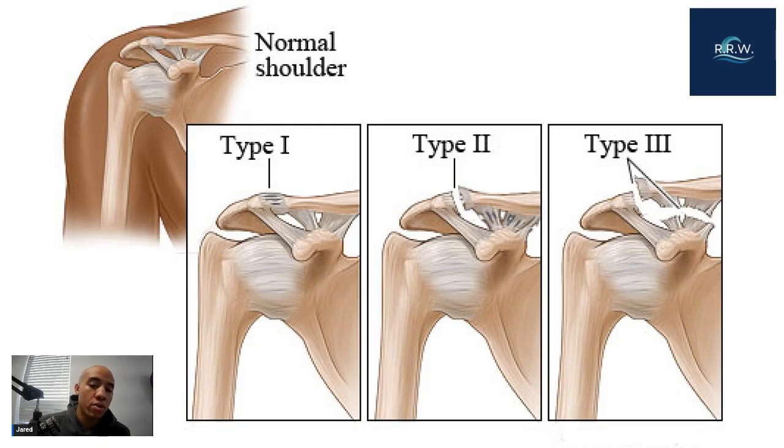But then you have type 2 here, where you actually start to get some fraying and tearing of ligaments. And then you get type 3, where now not only do you have a separation from one set of ligaments, but you're getting a separation from multiple. That's all you need to know. Yes, there's different ligaments. You have your coracoclavicular that you see in type 3, acromioclavicular here. But just know that multiple ligaments are tearing now. All right, that's all you need to know.